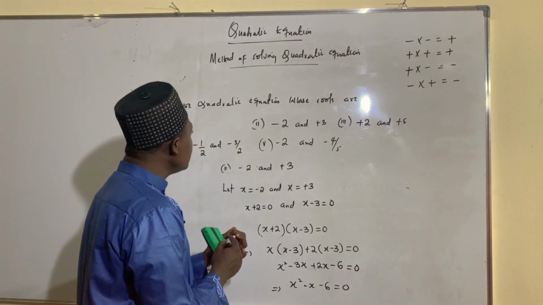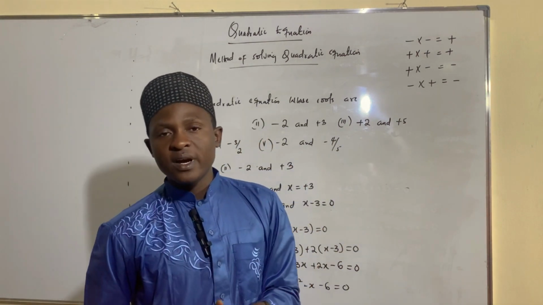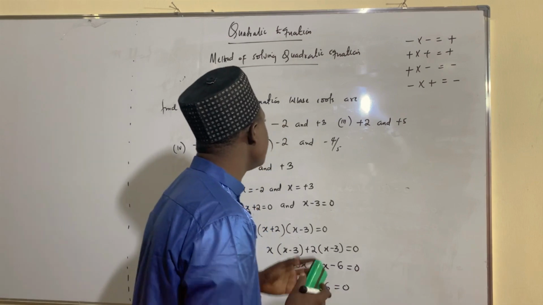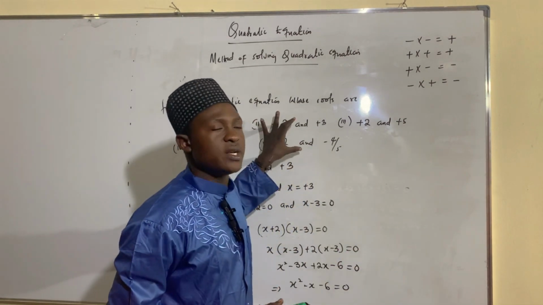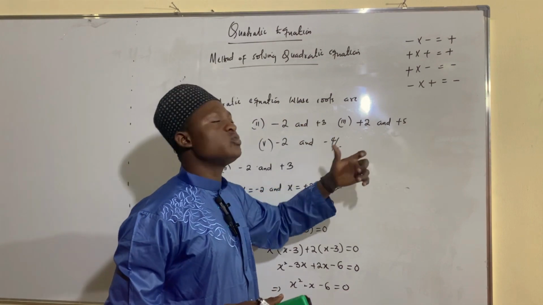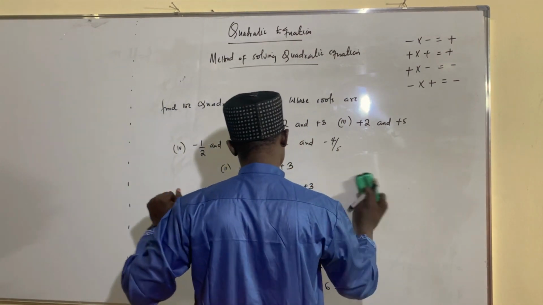Now, let's look at the third. If you look at the third one that we have here, you can see one is positive and the two are positive. So just like the way we approach the first one and the second one, we are still going to solve the third one with the same method, the same way. Now, let's look at that.